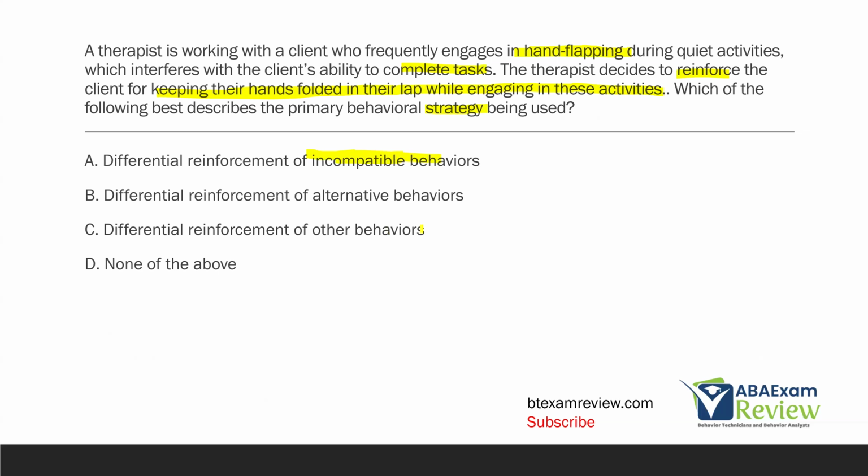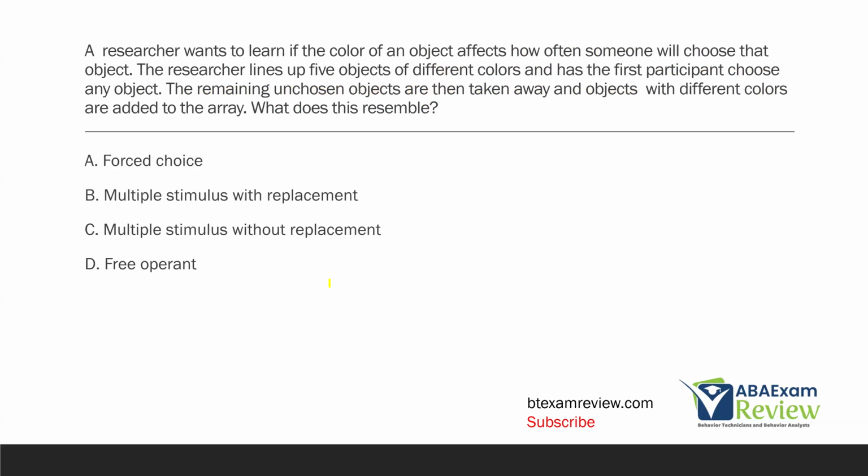C, differential reinforcement of other behaviors. C, the DRO, reinforces when a behavior doesn't happen and it doesn't teach a new behavior. So the answer we're looking for is differential reinforcement of incompatible behaviors.